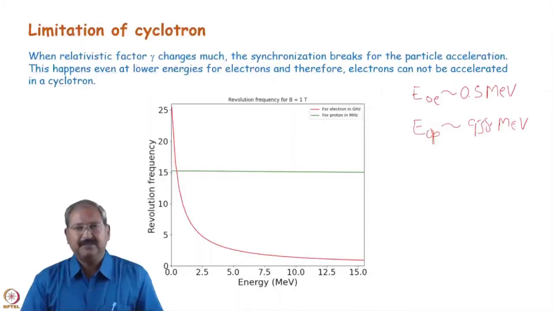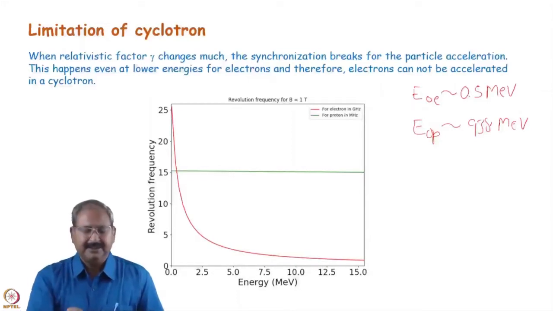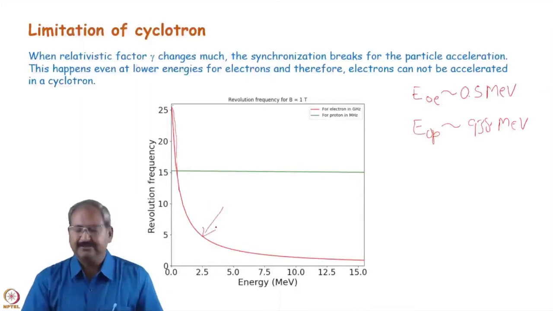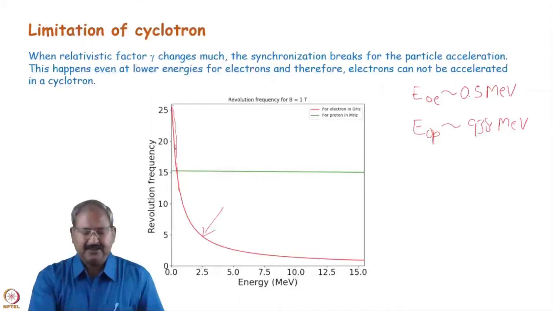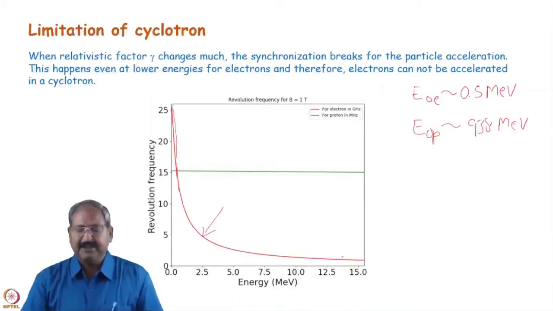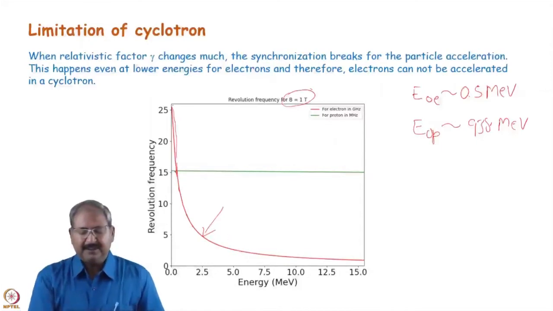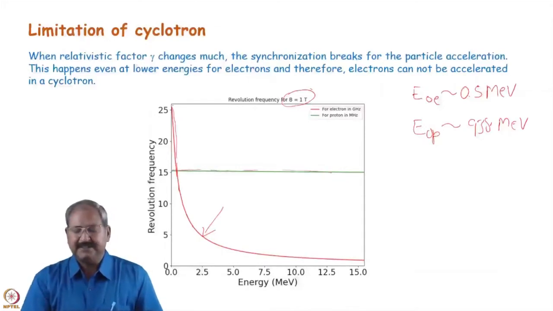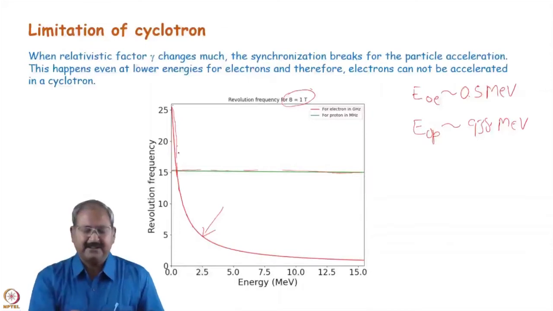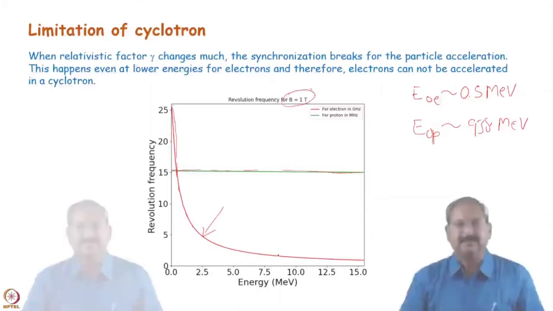So revolution frequency, which depends on gamma, changes rapidly in the case of the electron. This curve is for electron. So you can see that revolution frequency changes rapidly if we consider B as 1 Tesla. You can calculate it very easily using the revolution time formula, considering gamma also in the formula. While in the case of proton, it doesn't change. So proton can be accelerated nicely in the cyclotron, while electrons cannot be accelerated because synchronism will not be there.